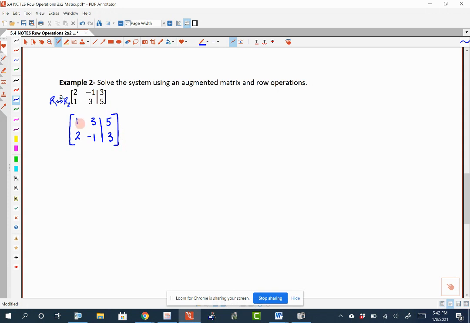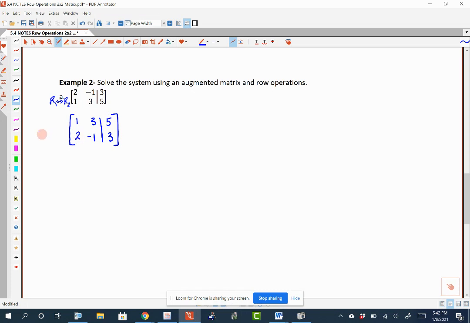Now I've got my 1 in that top position. So in my column, once I have my 1, I want to create a 0, and right now I have a 2. The only way we create zeros is multiplying the 1 by the opposite, in this case of 2.